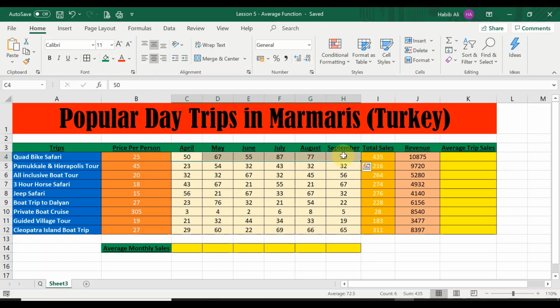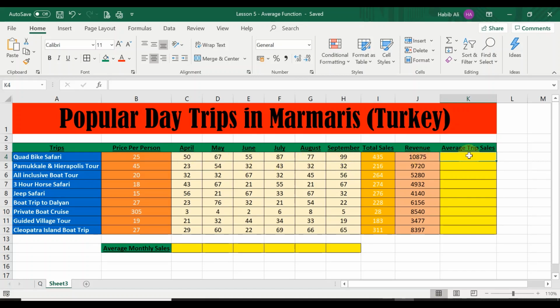I hope this is clear, because if you do not understand the meaning of average, then doing an average function will not make much sense to you. Therefore, you do need to understand what is the meaning of average. Okay, so that's out of the way. Now let's go ahead and make a start on this average function. So first of all, we need to work out the quad bike safari average sales throughout the month from April all the way to September.